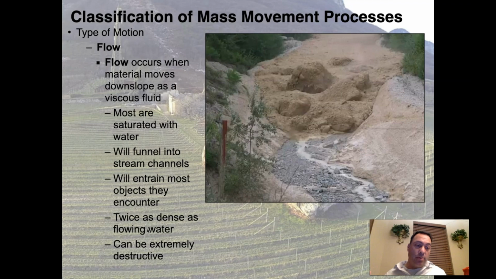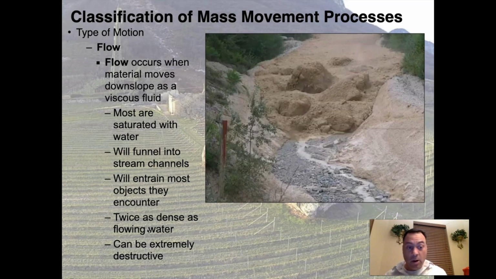Imagine having your house getting impacted by a debris flow that is twice as dense as water. I mean, just even getting hit by water would be destructive. Now imagine twice as much mass in the same amount of volume of material. Yeah, it's completely unsurvivable. It's a totally unsurvivable event. That's the reason why these flows are so destructive and so deadly.